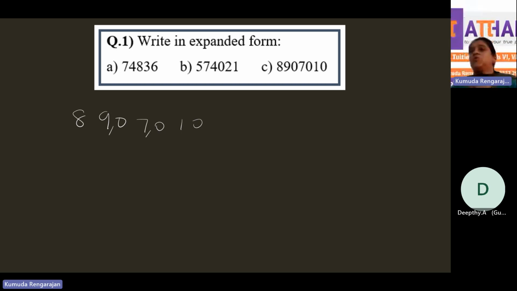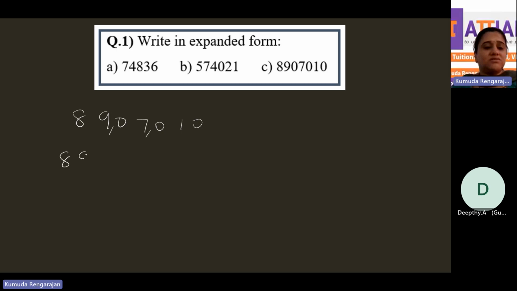Okay, 89. You don't have to get up, please sit down. 89,000. Okay. 7,000. Very good. 89 lakhs 7,010 is the number name in the Indian system.